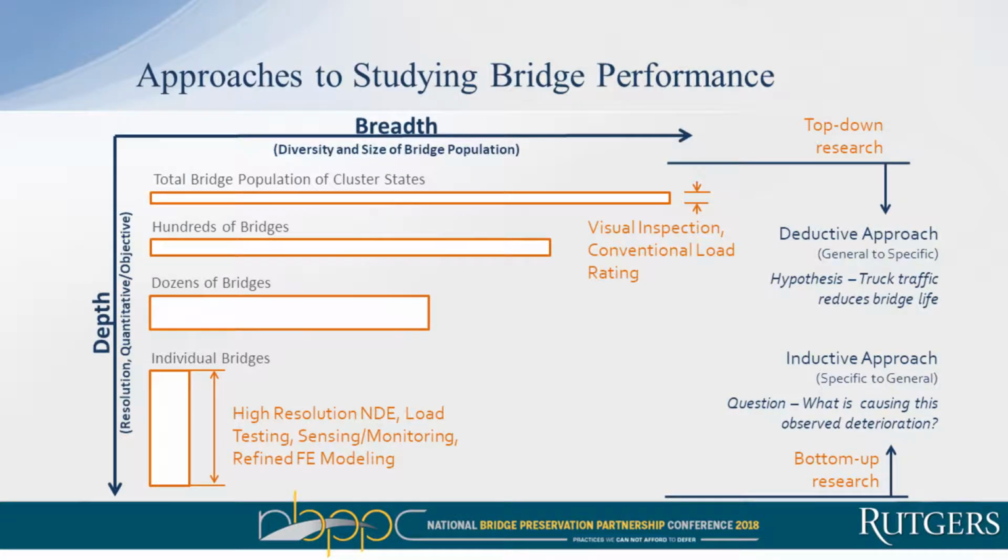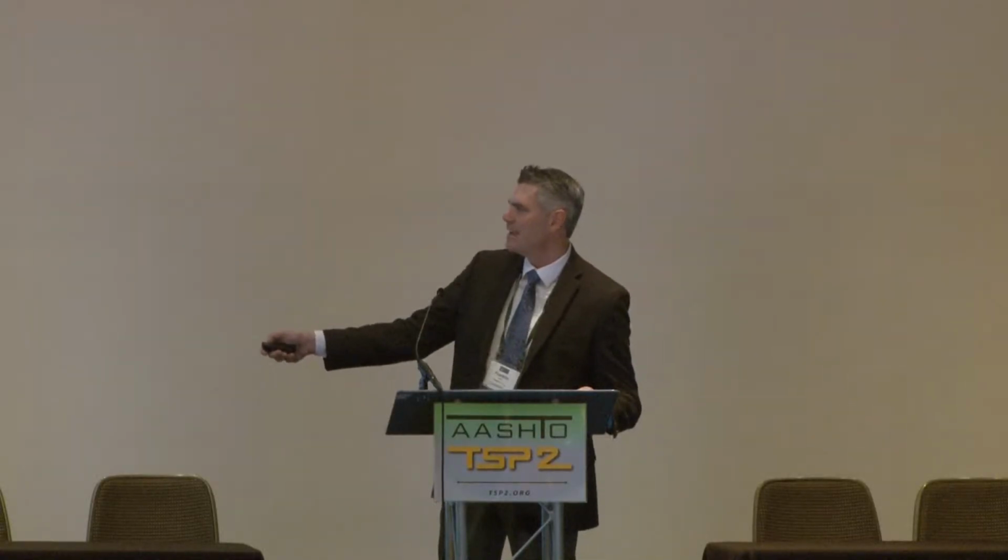And some of the last presentations with the UAVs and the remote sensing, they might fall somewhere in here, right? So we've got our total bridge population, we'll call it hundreds of bridges, maybe a few thousand bridges, dozens of bridges, and then individual bridges where we can do some really detailed data collection. And so historically, there's been what I would term these two approaches to studying this problem.